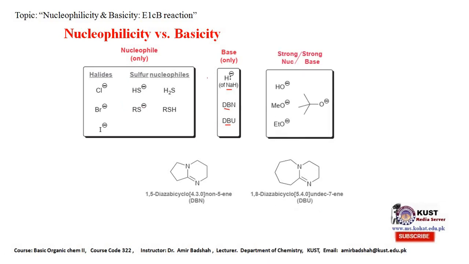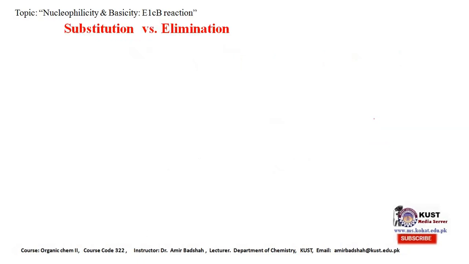Some species can act both as a base as well as a nucleophile, and they are strong. For example, hydroxide ion, methoxide ion, ethoxide ion, and tertiary butoxide. So these species can act as a nucleophile as well as a base. These species can also act as a base as well as a nucleophile, but these are the weak ones. For example, H2O, methanol, and ethanol.